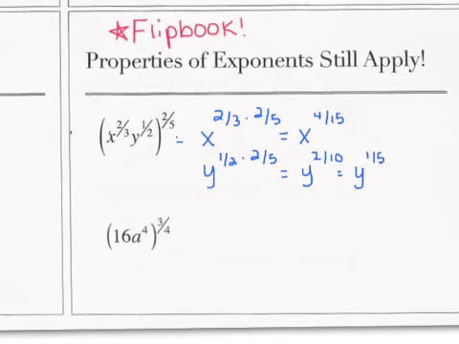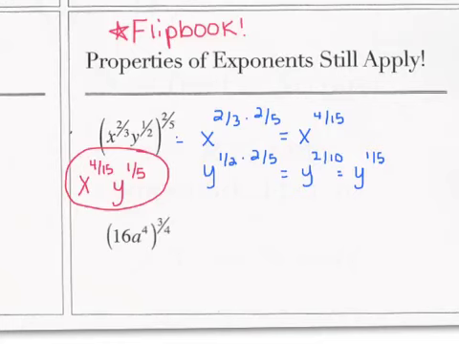So as a final answer here, I'll put my final answer down below. I'm going to put my x and y back together. Now I can't combine them because they're not like bases, but I would write x to the power of 4/15 and y to the power of 1/5. And that right there is just what it wants you to do. Just simplify. Okay?